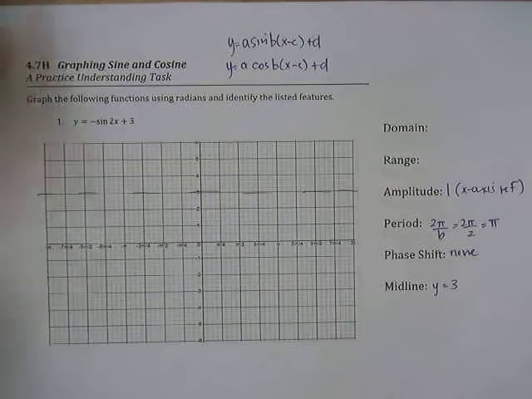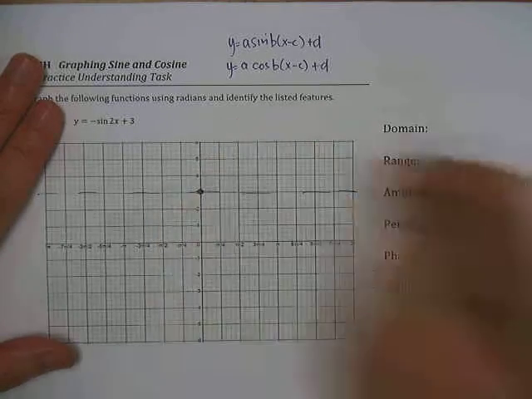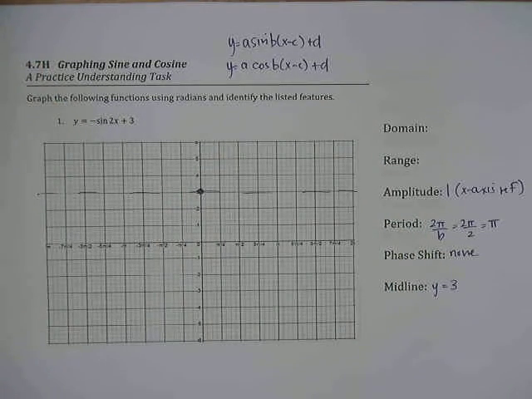So I'm going to come to my graph. I'm going to put my midline on my graph. Since I am graphing a sine curve and there's no phase shift, I know that I'm going to start on the midline at 0.